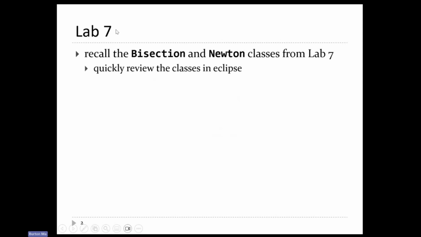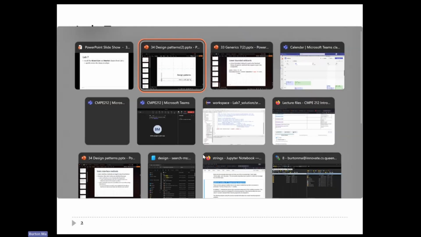All right, so this is from last year, so this slide looks a little bit funny. Last year, for one of the labs, one of their inheritance/interface labs, they had these two classes, Bisection and Newton. So let's just jump into Eclipse and take a look at these.